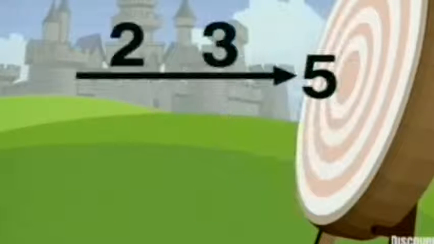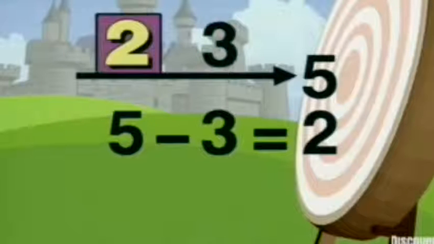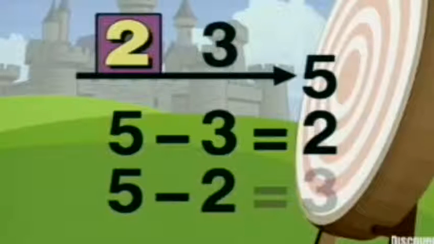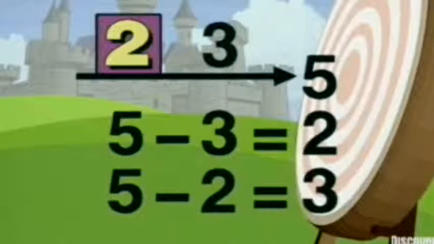New family. One subtraction fact starts with the big number and subtracts this small number. Say that fact. 5 minus 3 equals 2. Now, say the subtraction fact that starts with the big number and subtracts the other small number. 5 minus 2 equals 3.